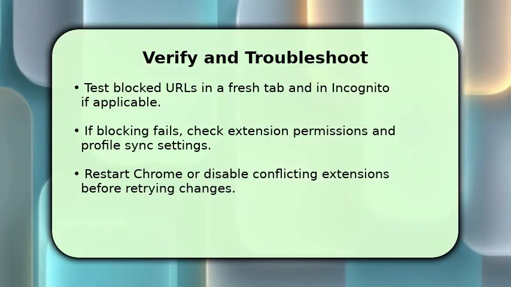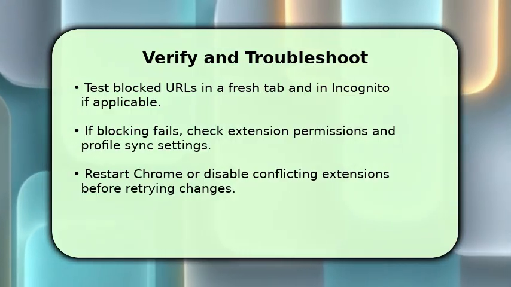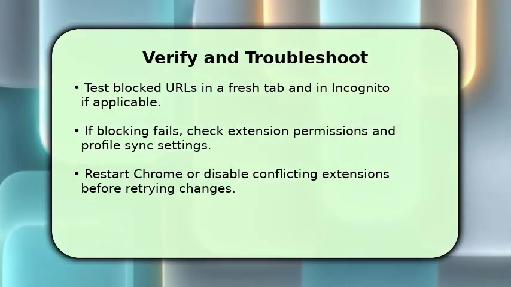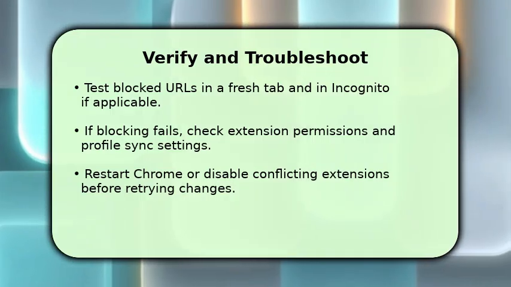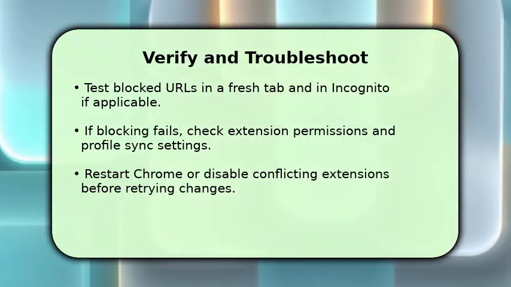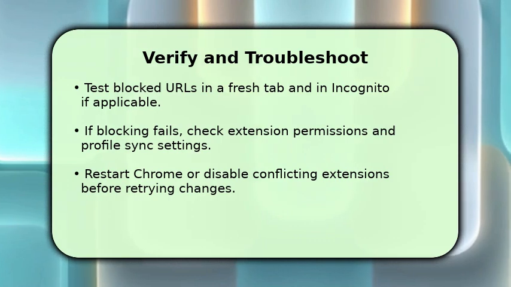If problems continue, disable other extensions that might conflict, restart Chrome, and reapply your rules. One quick troubleshooting tip: temporarily disable site caching or use a private window.